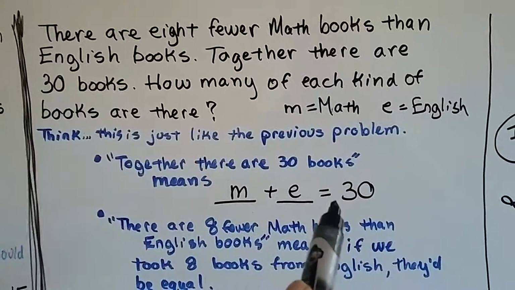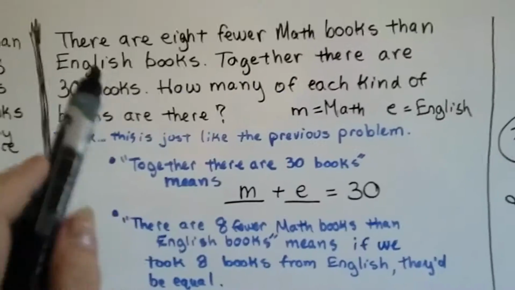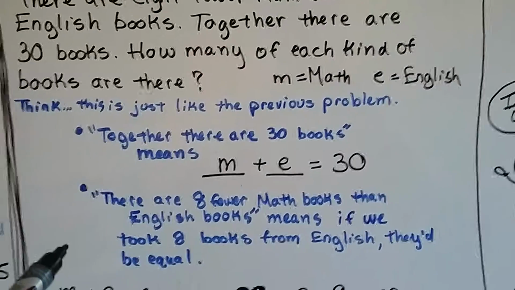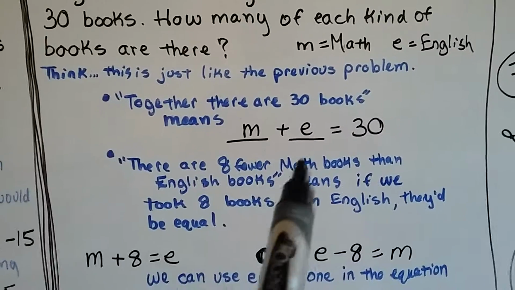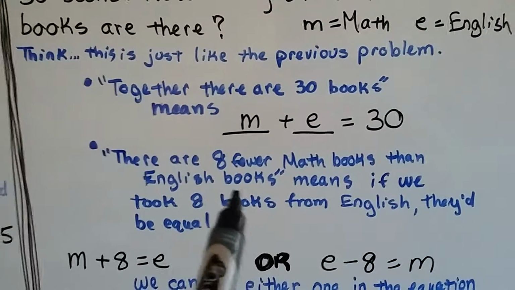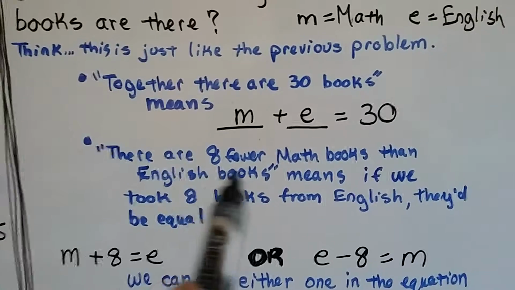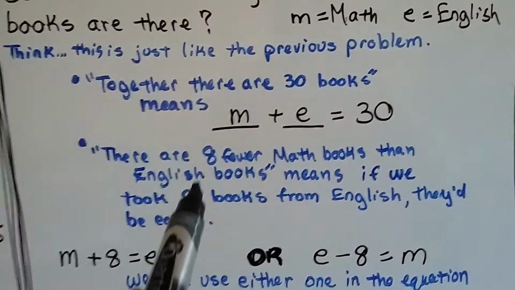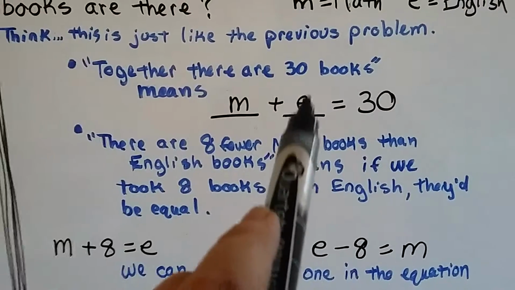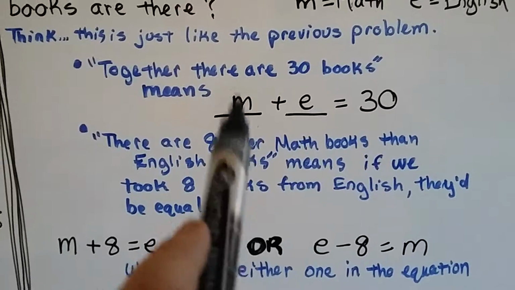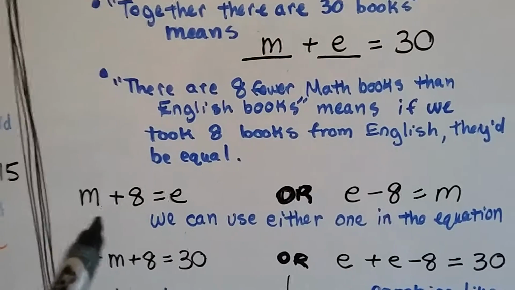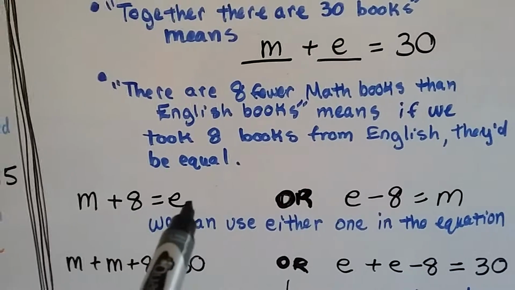If together there's 30, we know we got equals 30. And then the math and the English books is going to be M plus E. The math plus the English is going to equal 30, right? Well, we know that now. It says there's 8 fewer math books. So there's less of these, okay? That means for the English books that there's more of, if we took 8 books away from the English, then English and math would be equal, wouldn't they? English has 8 more than the math, so if we took that 8 away, they'd both have the same amount, all right? That means that the math book plus 8 more equals the English books.